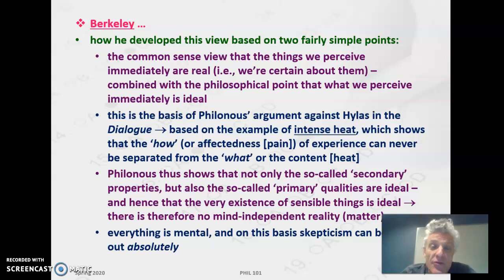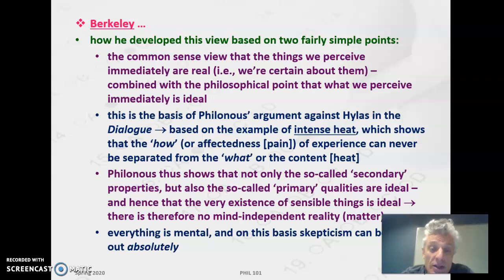So that's kind of how Philonous goes about it in the dialogue, basically. Thinking about intense heat as that key example, which is just supposed to show that the content, the object, whatever it is we're experiencing through our perception, there's always a kind of subjective aspect: how we are affected. Those are inseparable. That's what seals the deal for him. That's what makes it all ideal. It's all part of our experience.